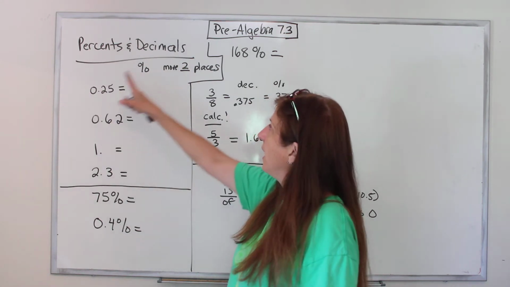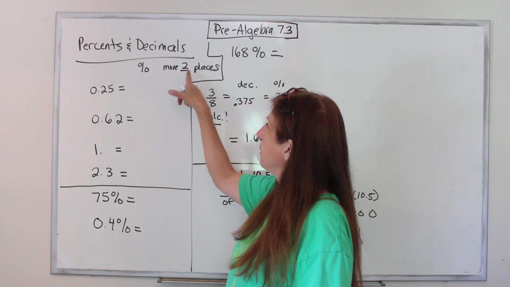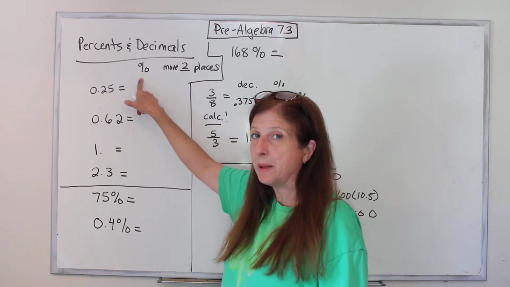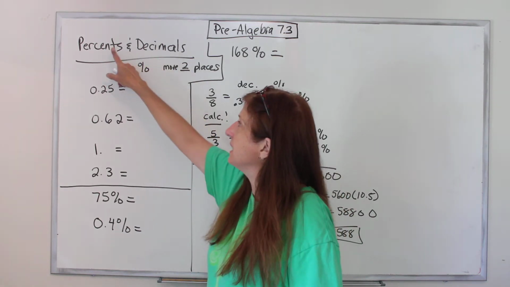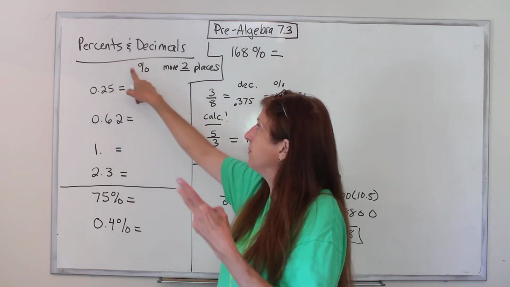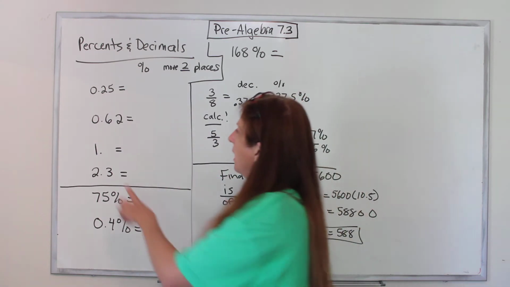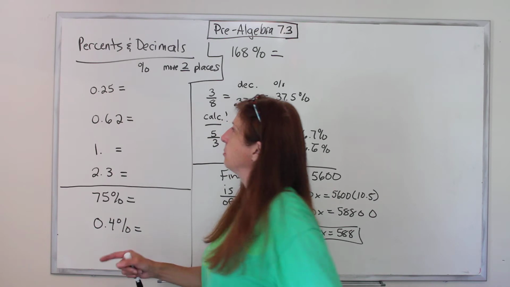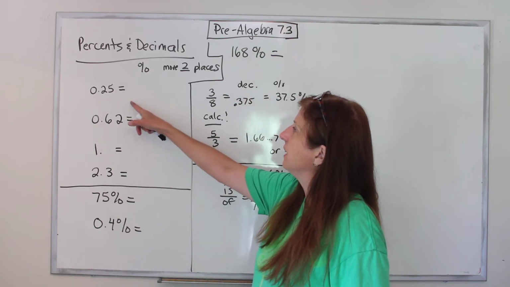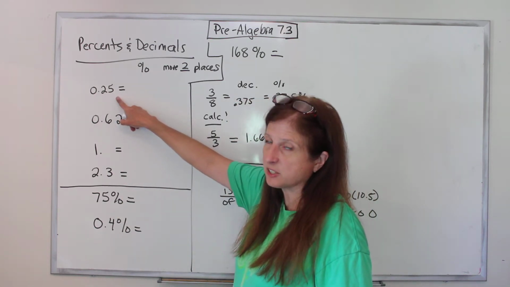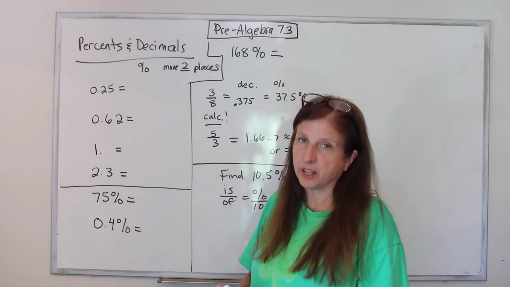How you do that is you move the decimal place 2 places, and how you remember that is the percent symbol has 2 zeros. Those 2 zeros are there to tell you 2 places. Alright, so we're going to turn this 0.25 decimal into a percent. How are we going to do it?